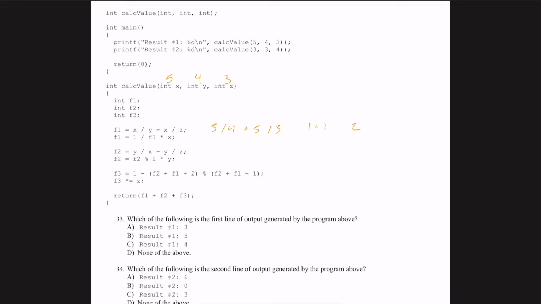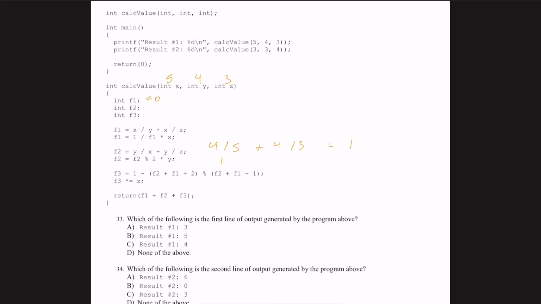Now, f1 is equal to 1 divided by f1 times 5. 1 divided by 2 is 0. 0 times 5 is 0. So f1 is equal to 0. How about f2? We have y divided by x plus y divided by z. 4 divided by 5 is 0. 4 divided by 3 is 1. So f2 is equal to 1.